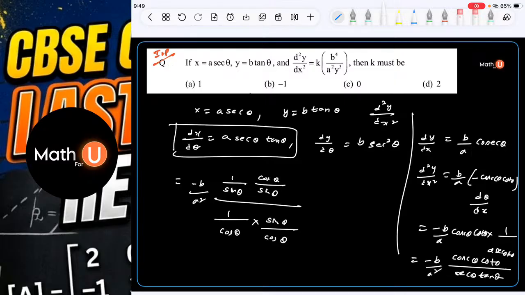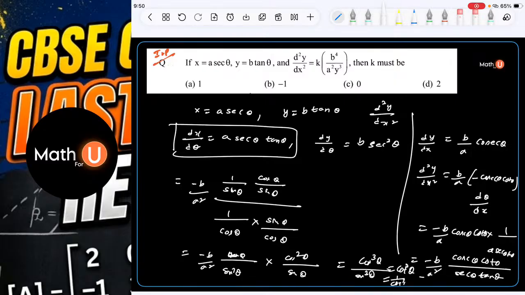Then what do we get here finally? Minus b by a square, 1 by cos theta, by sin square theta into cos square theta by sin theta. Cos theta, that means it is cos cube theta by sin cube theta. This is nothing but cot cube theta. It also can be written as 1 by cot cube theta, sorry, tan cube theta.